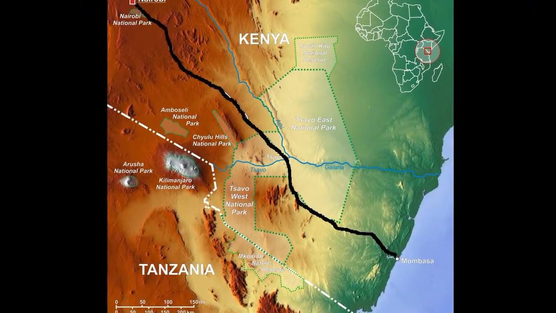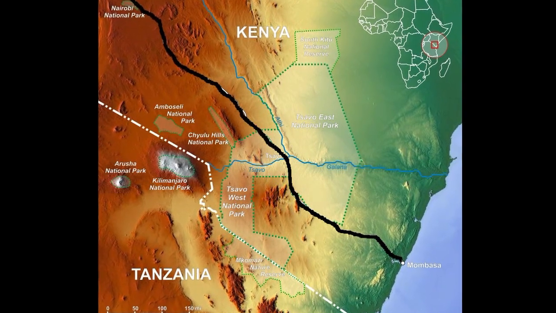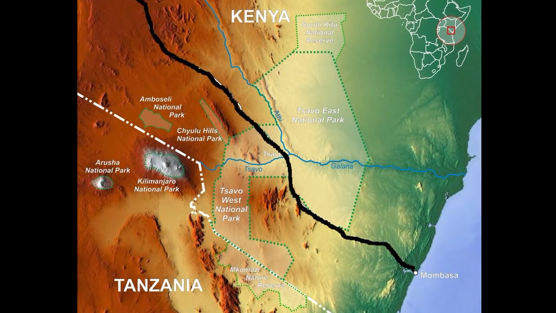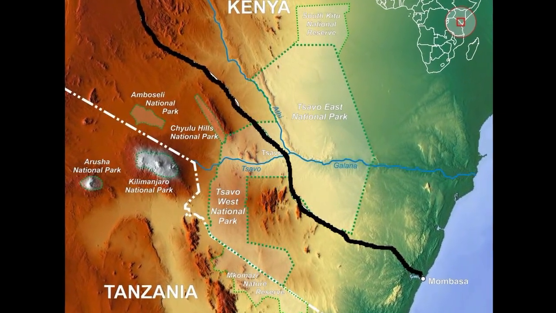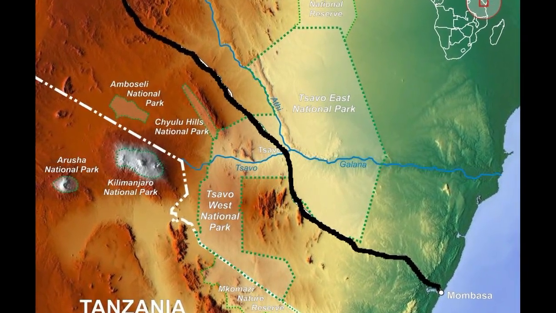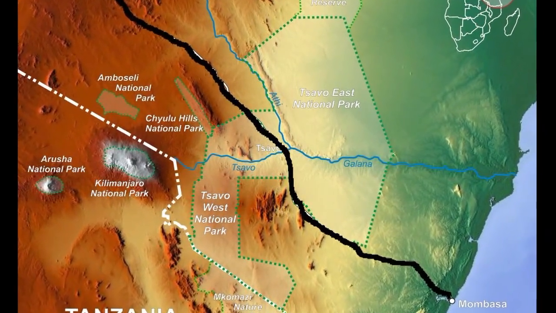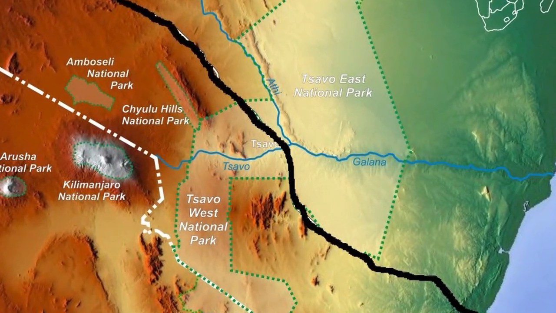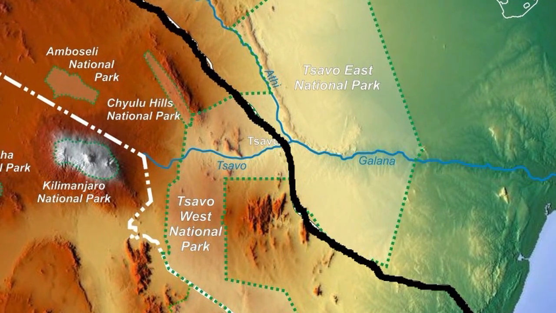The railway neatly divides Tsavo National Park into two halves, east and west. Together, both east and west are larger than the U.S. state of New Jersey. And so that's our next objective. We're headed for Tsavo National Park, where Patterson put his bridge.